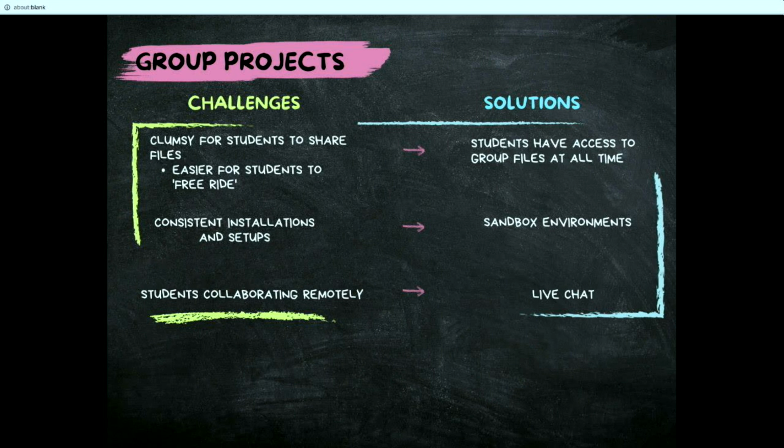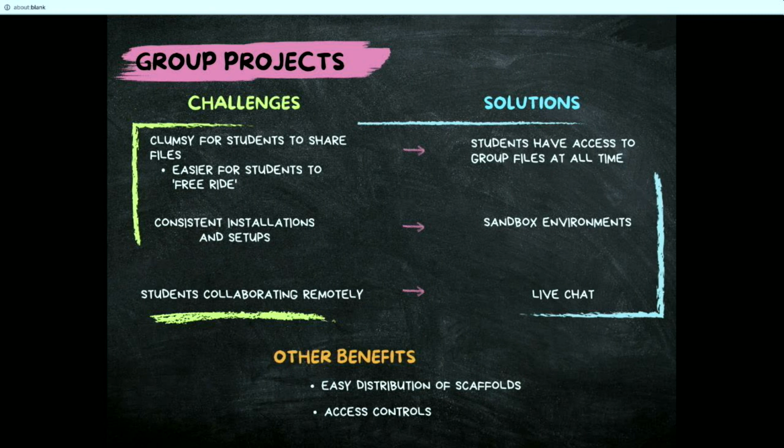And then also it helps students collaborate remotely, so they don't always have to try and find time to meet up, especially when the timelines for your project are quite short. They can do it in their own time, and there's a live chat so that they can chat to each other and leave notes to each other as well.